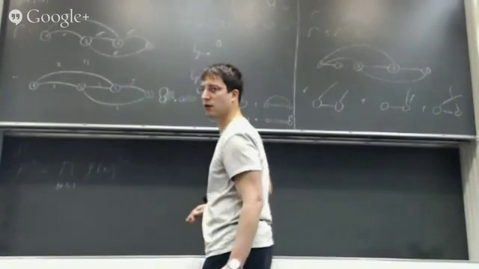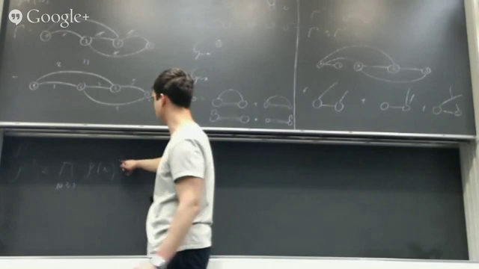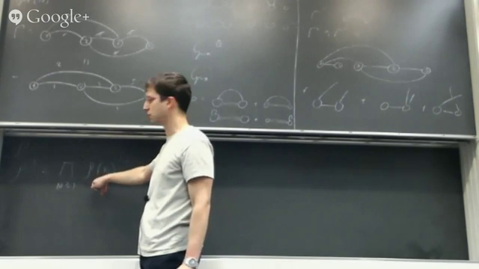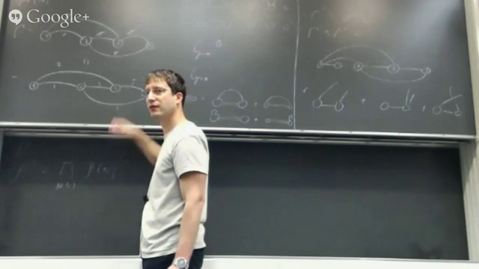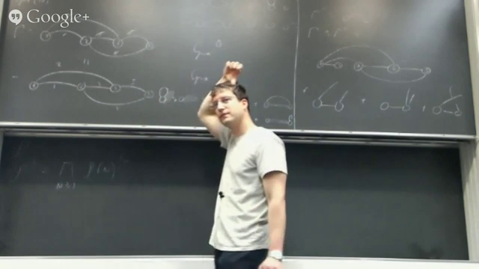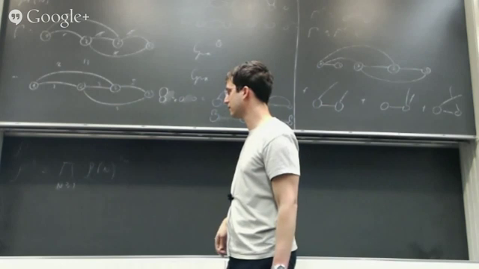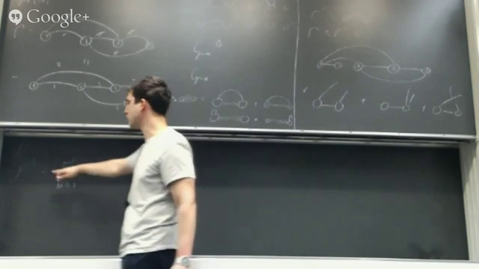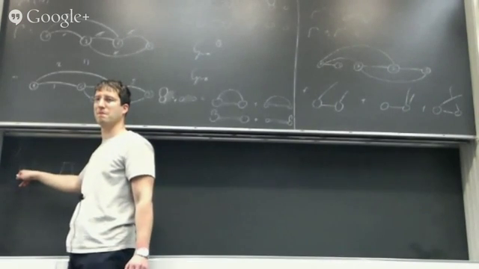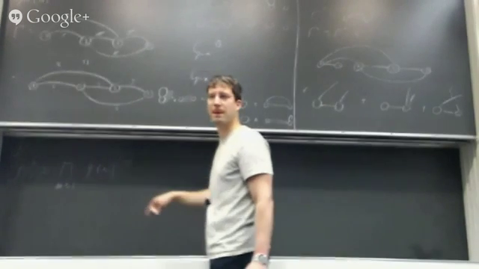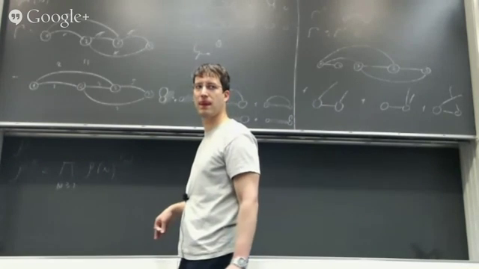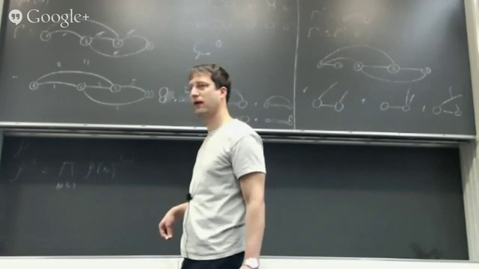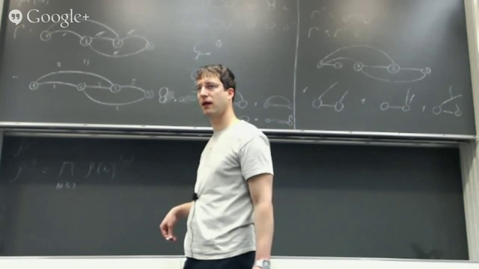Sorry, what is S? S is a symmetric group acting here. This is just a notation. And this is coinvariance under the S.